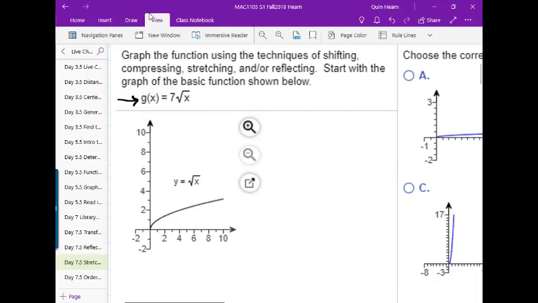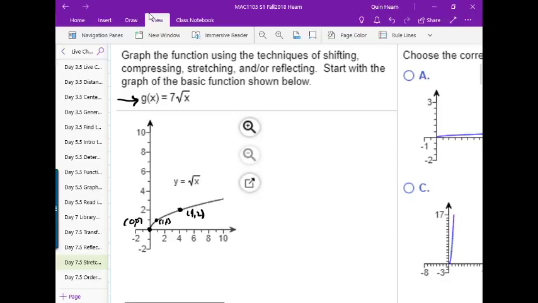So here's the graph of y equals the square root of x. Notice it goes through the key points that we've discussed. It goes through (0, 0). It goes through the point (1, 1). And it goes through the point (4, 2).